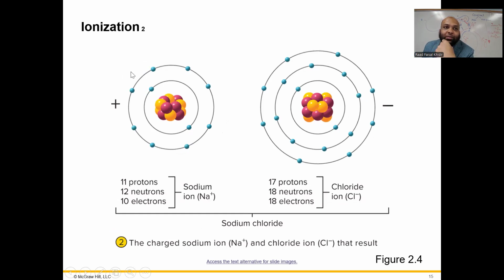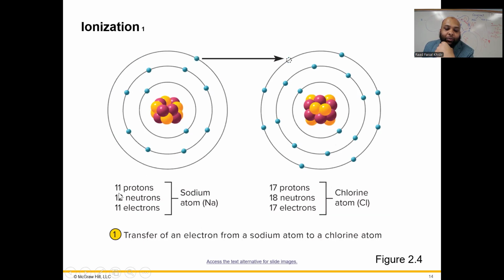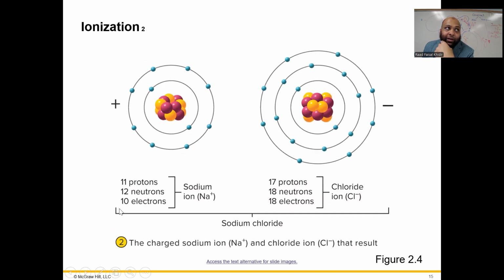So now you see it got smaller. If you look at where my mouse is, it got smaller, and now it used to have 11 protons, 12 neutrons, 11 electrons. Now look at what it has now. It has 10 electrons because it lost one to chloride. So if you look there to where my mouse is, that will show you which one is an anion and which one is a cation.